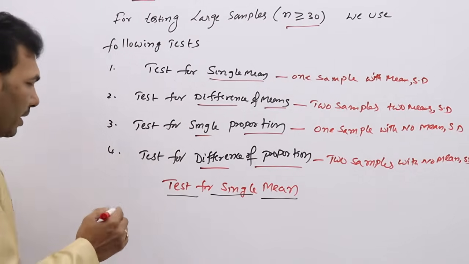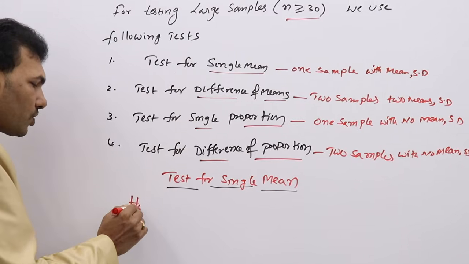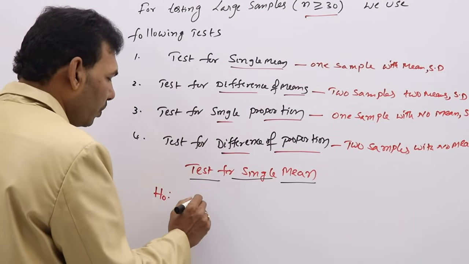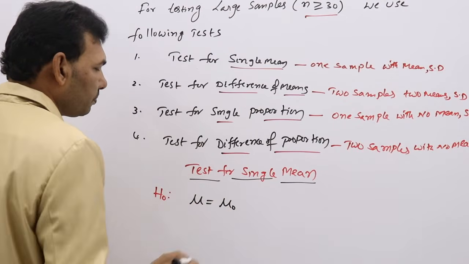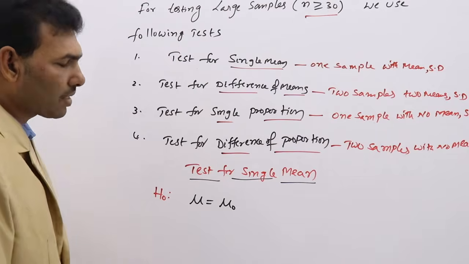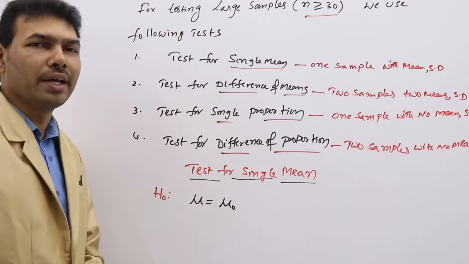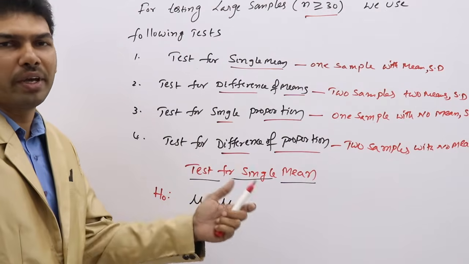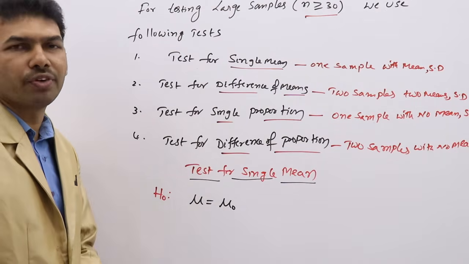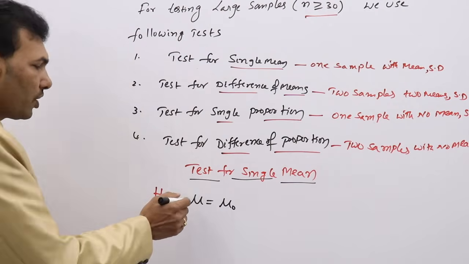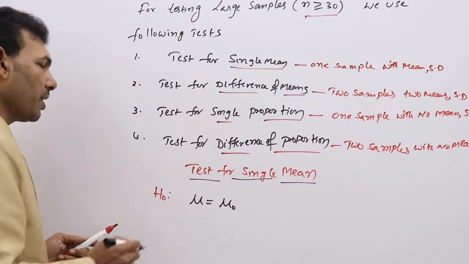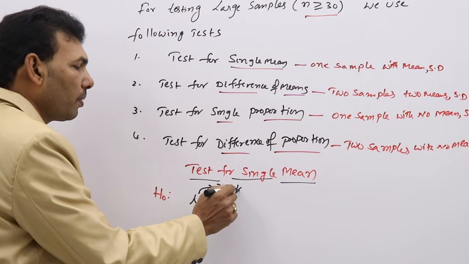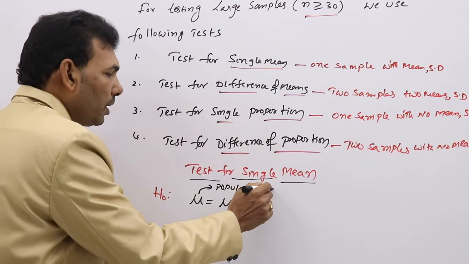To test the single mean, step 1, write H0. H0 is standard here: mu equal to mu naught. Mu naught is some value. If the test is on mean 30, then mu equal to 30. If the test is on mean 54, then mu equal to 54. Like that, you need to find the population mean. Here mu is the population mean.